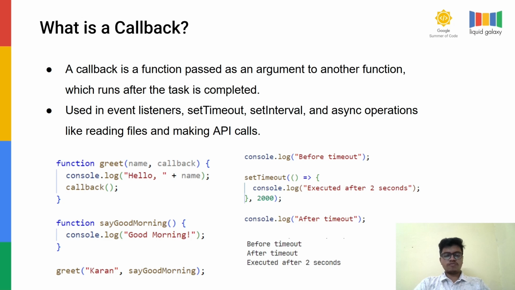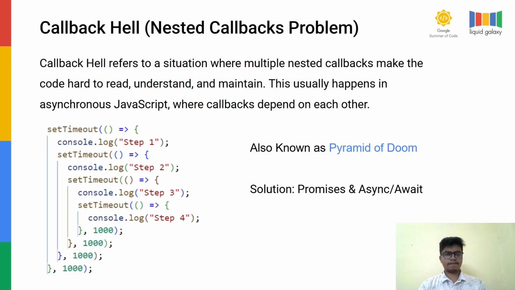So the output of this code will be something like this: before timeout, and then after timeout, and after that it will print executed after 2 seconds because of the asynchronous nature of setTimeout. Now we will discuss one major problem of callbacks, which is callback hell.